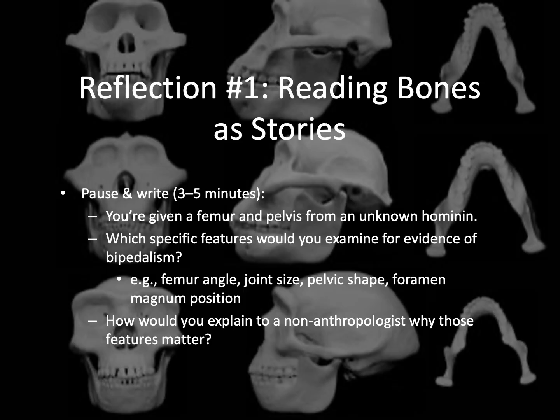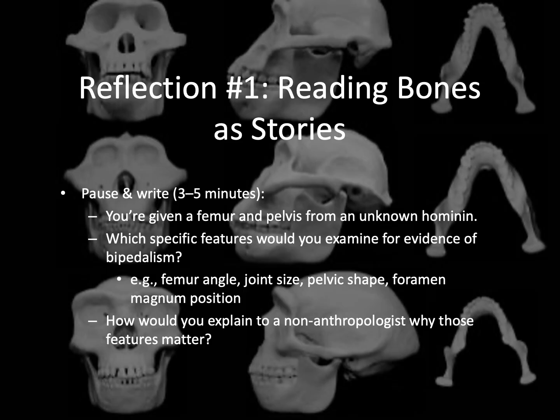That's the question there. So if you want to get a little more speculative, you can also think back to the foramen magnum position that we discussed earlier and imagine what you would look for if you did have the skull. Is the head balanced on top of the spine, or is it slung out in front?